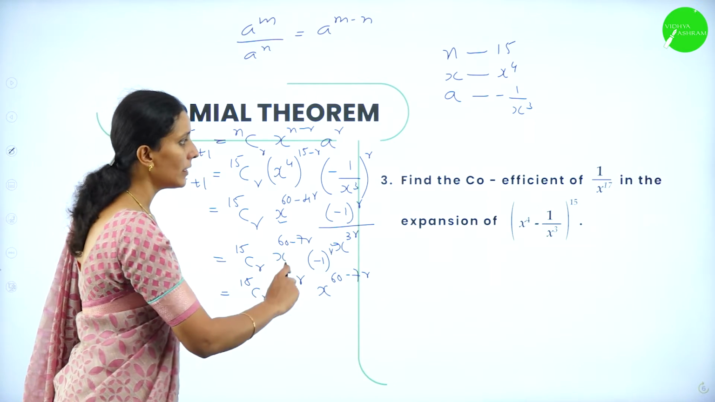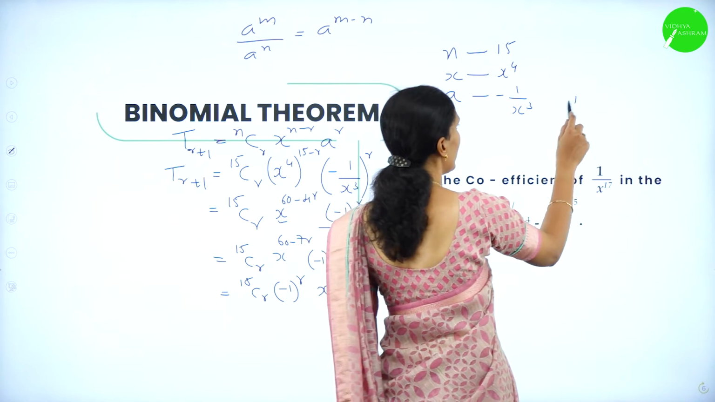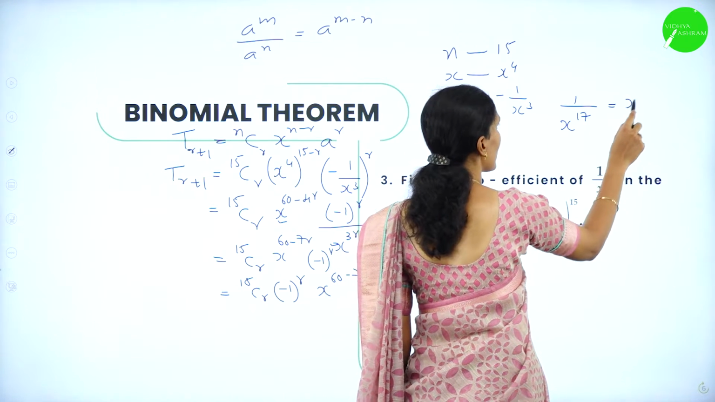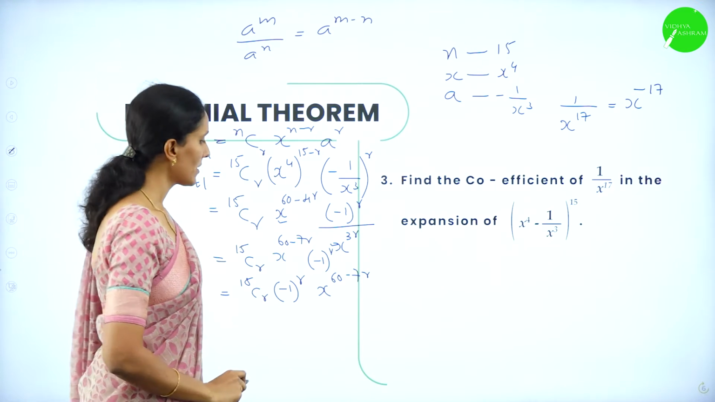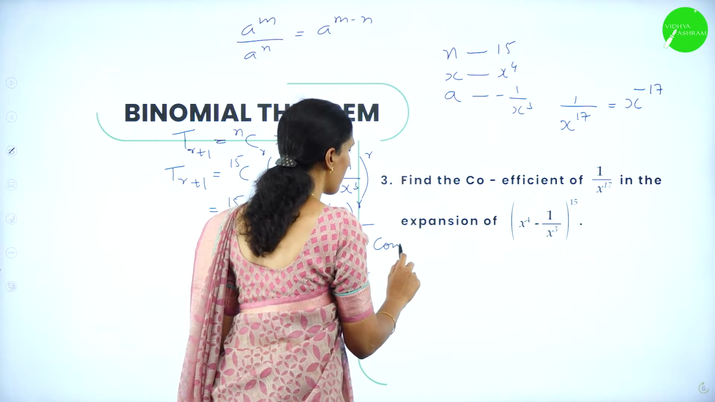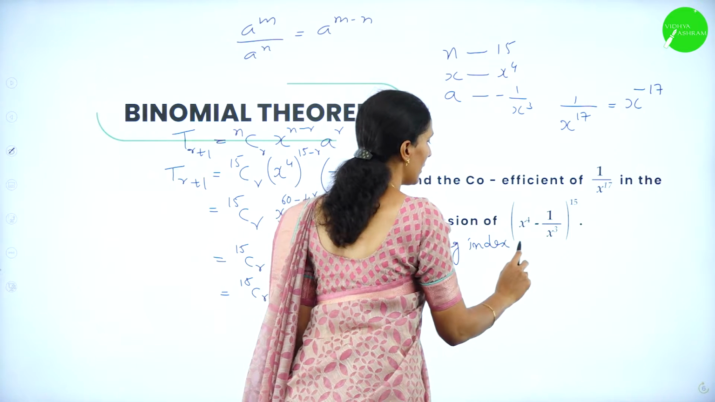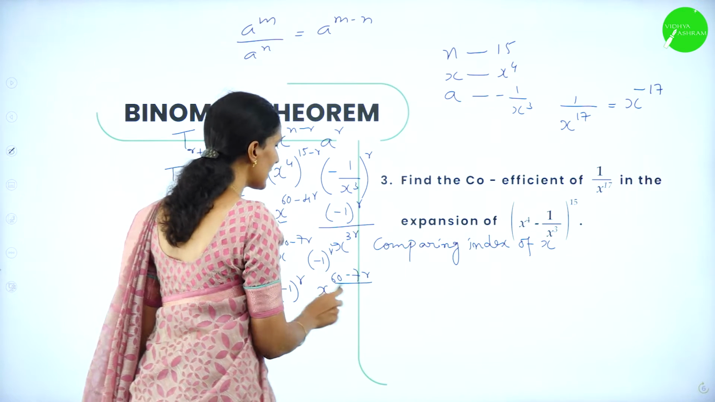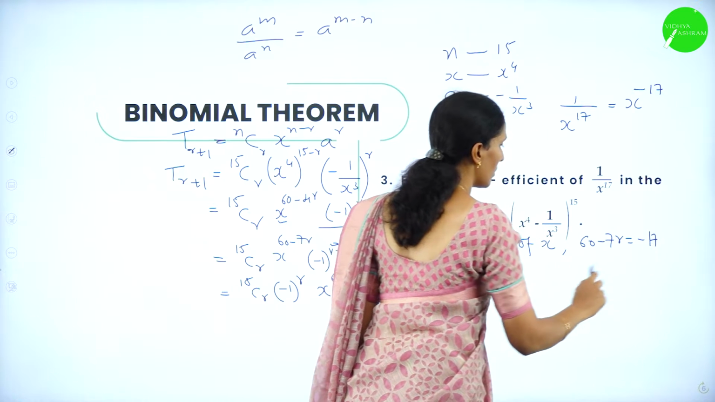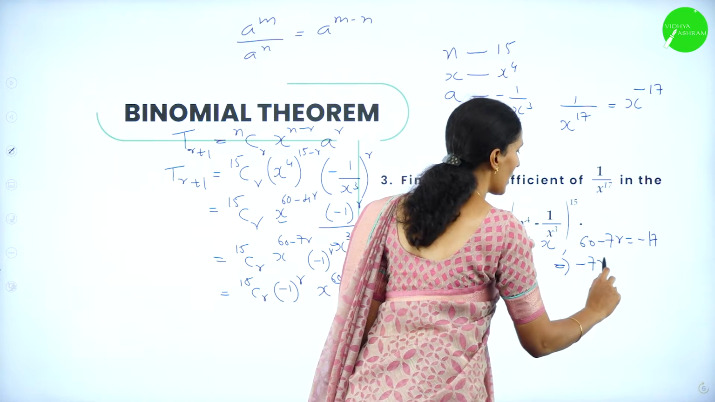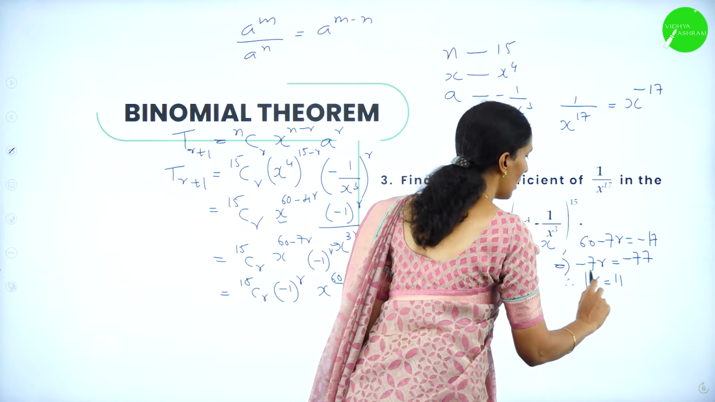So now compare the powers there. So here you have x power 17. So 1 by x power 17 means x to the power minus 17. When you write it in the numerator, the power becomes negative. So comparing the index of x, we will get 60 minus 7r as minus 17. So this implies minus 7r is equal to minus 77. So therefore r is equal to 11.